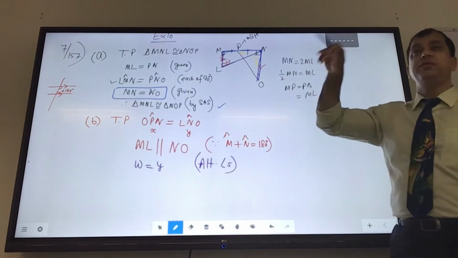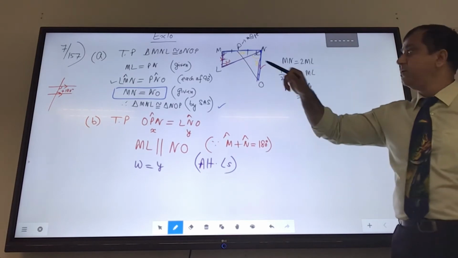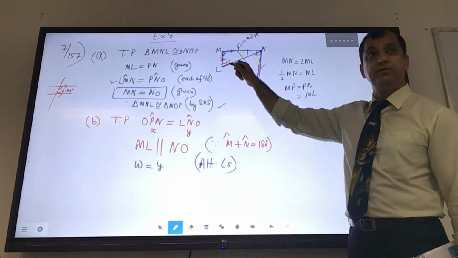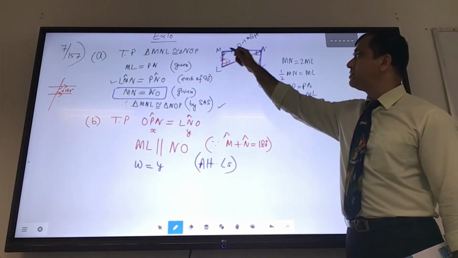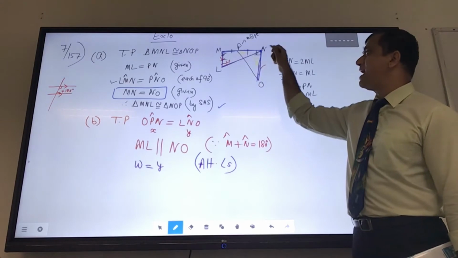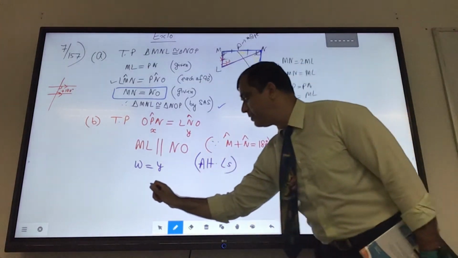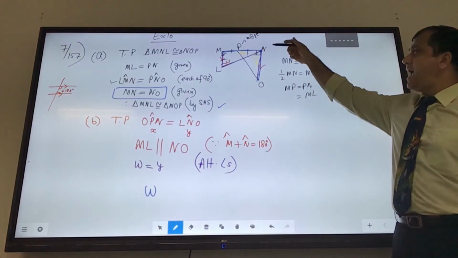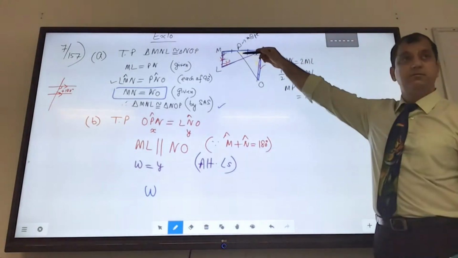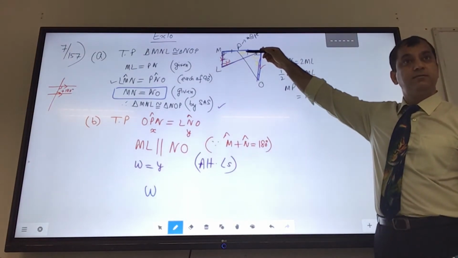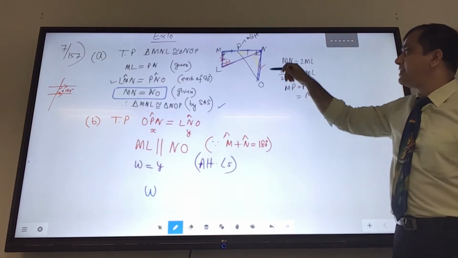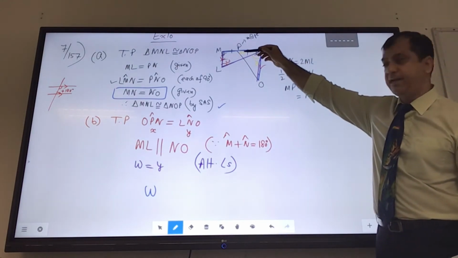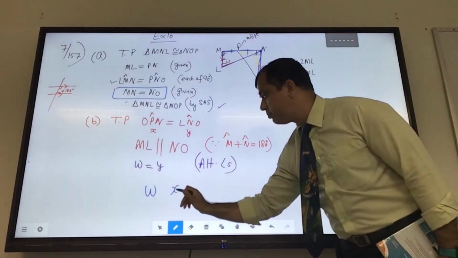Side MN is equal to side NO. Now look at the opposite angles to these sides. Angle opposite to side MN is W in this triangle. In the horizontal triangle, angle opposite to side MN is W, right? I write here W. In the vertical triangle, angle opposite to NO is X. And in the vertical triangle, angle opposite to NO side is X. So W is equal to X.